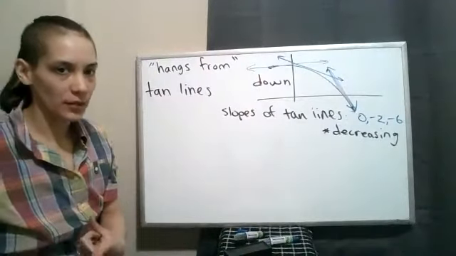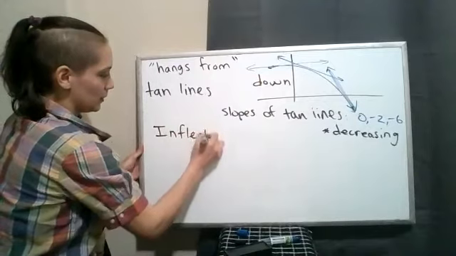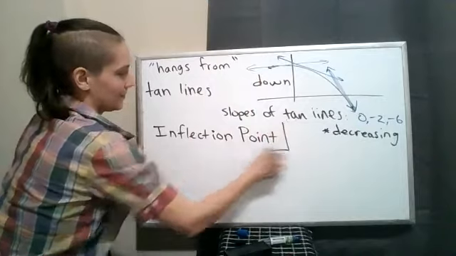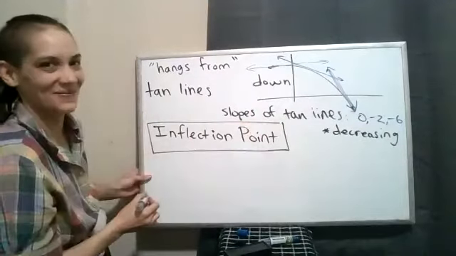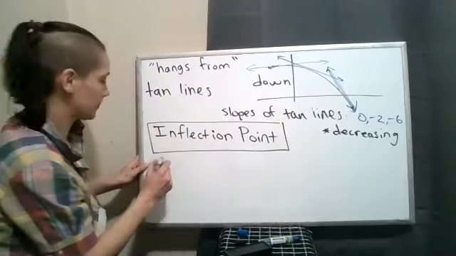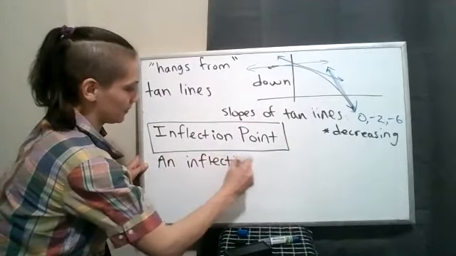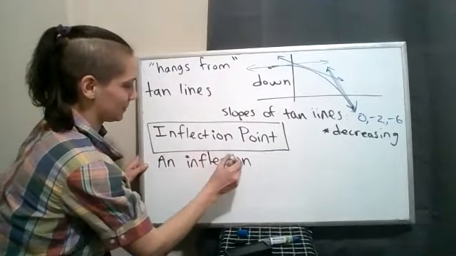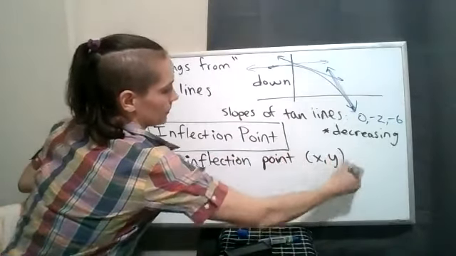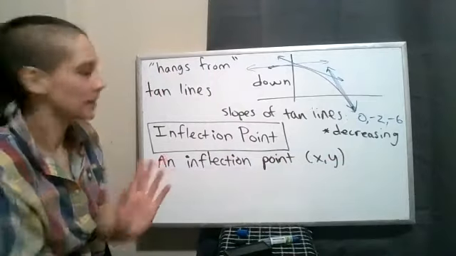Last one is inflection points. An inflection point, which is a point (x, y), is a point on the graph of f where concavity switches.